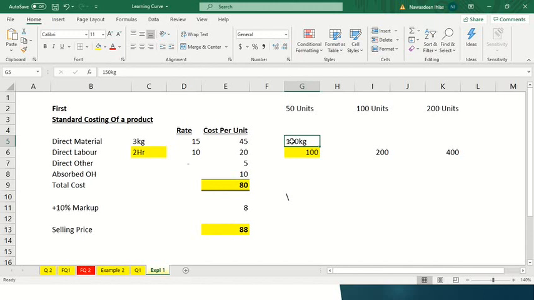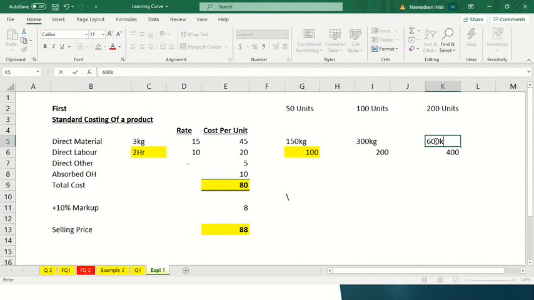Here you can see, if we produce 1 unit we need 3 kilograms. If we produce 50 units we need 150 kilograms. If we produce 100 units we need 300 kilograms. If we produce 200 units, how many kilograms? 600 kilograms. So we are saying the learning curve theory will apply for this labor related cost.